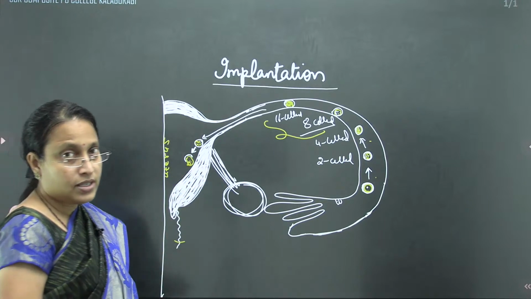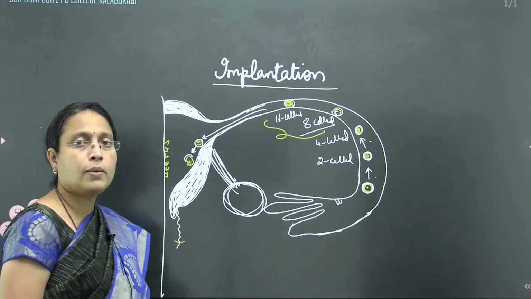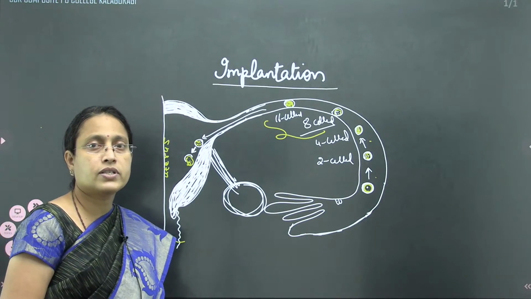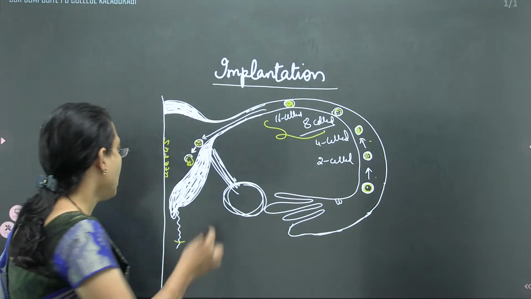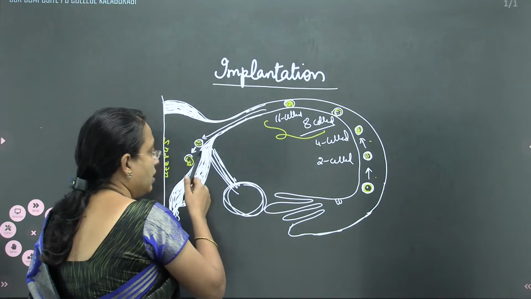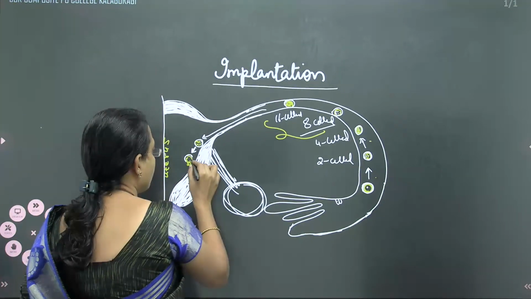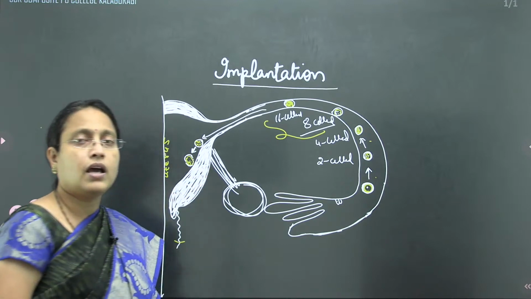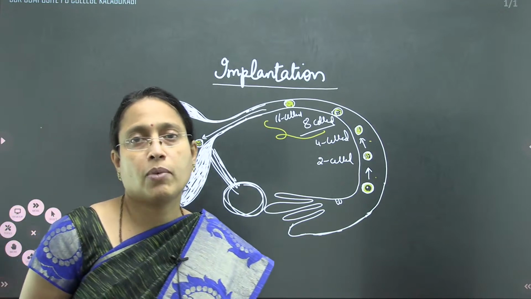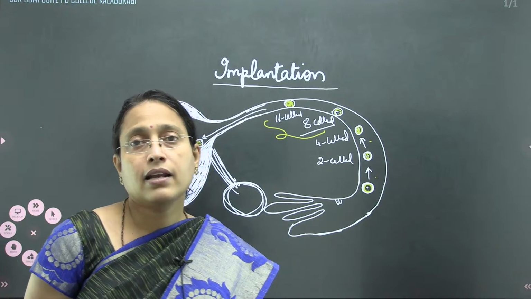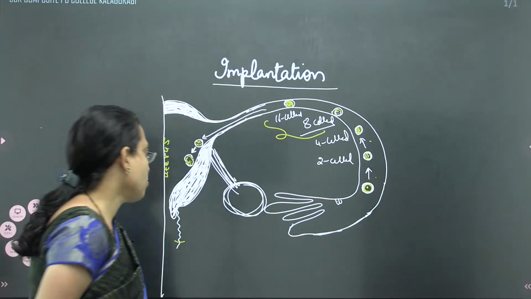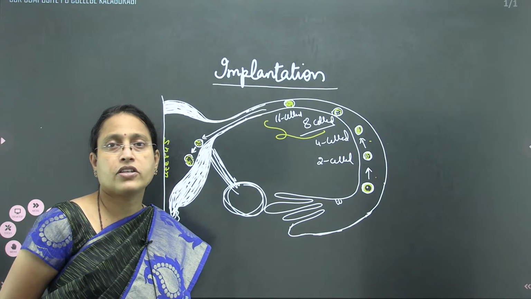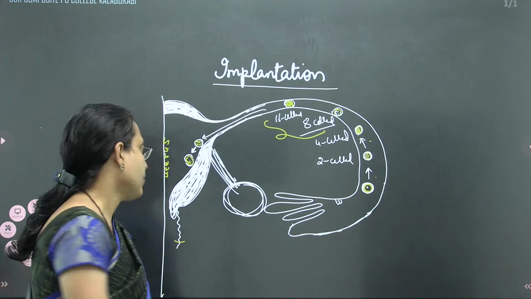Now the blastocyst will hatch out of the zona pellucida. It means that the zona pellucida will dissolve due to secretions of the uterus. Now the blastocyst, that is the outer layer trophoblast, will start differentiating and forming two layers: the outer syncytiotrophoblast and the inner cytotrophoblast. Differentiation of two layers occurs.